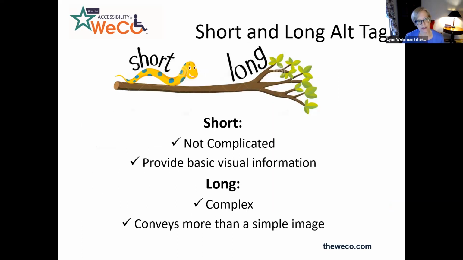Let's begin with short and long description alt tags. Short tags are not complicated and provide basic information about the image. Long tags are more complex and convey more than just simple aspects of the image. The image on this slide is a long tree branch with the word long and a short worm seated on the branch next to the word short.